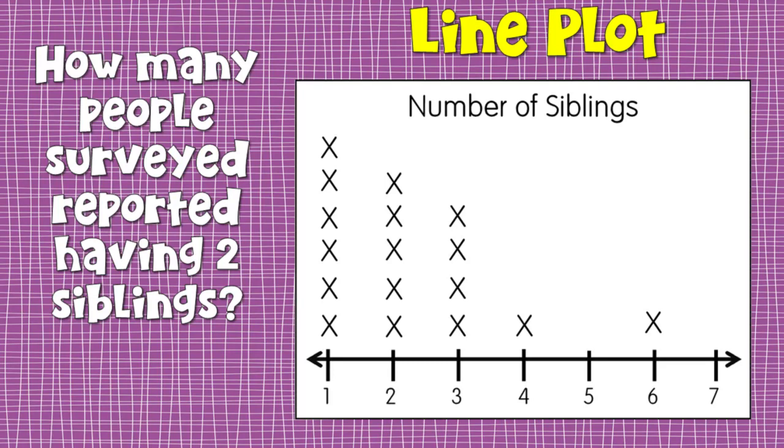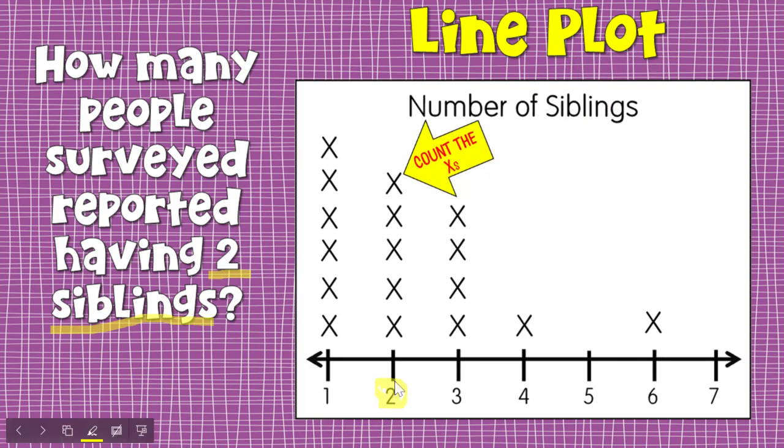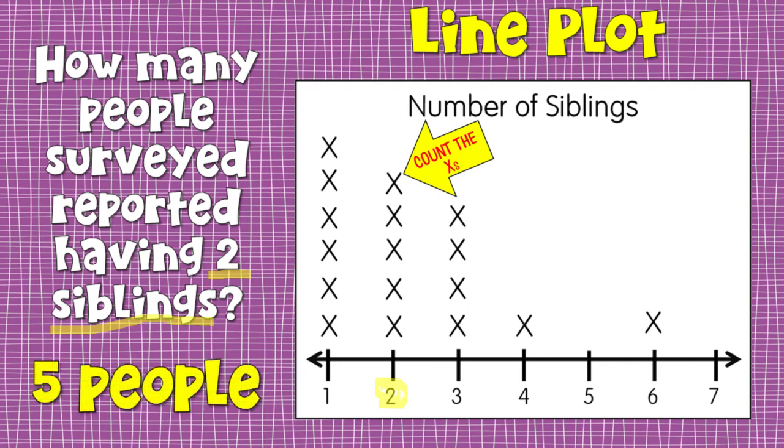And you're going to see that the title is called Number of Siblings, which are brothers or sisters. And then we've got all of the different numbers, 1 through 7. And the question says, how many people surveyed or asked a question reported having 2 siblings? So what we're going to do is go down to the number line, and right there is my number 2. So now I'm going to come above it, and I'm going to count the X's because each X represents an answer. So we've got 1, 2, 3, 4, 5. So it would be 5 people said they have 2 siblings.